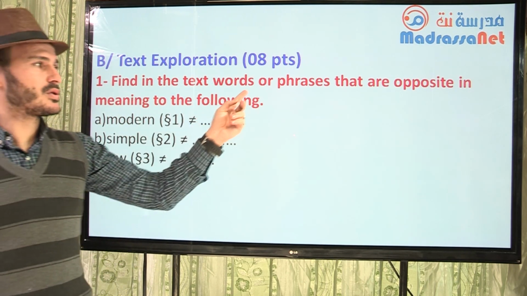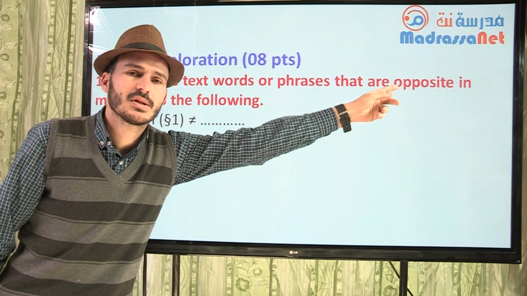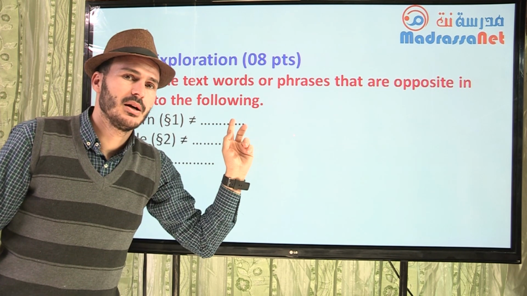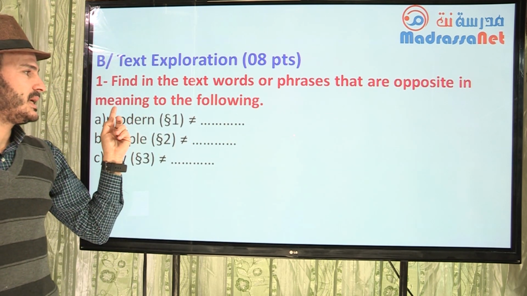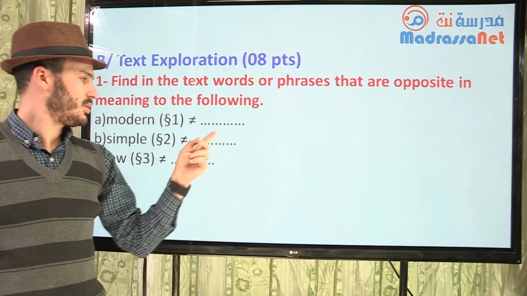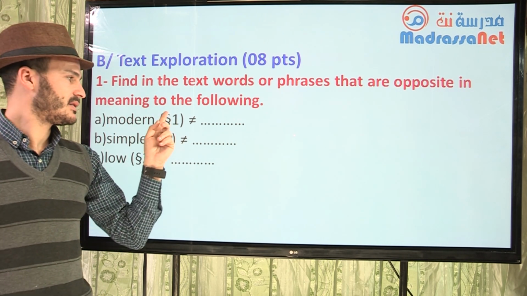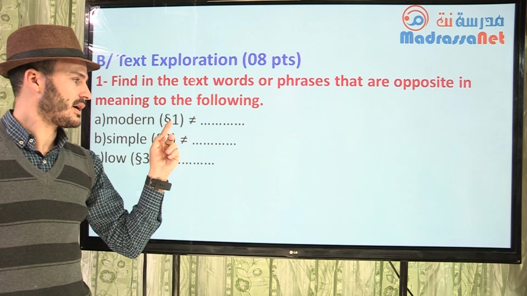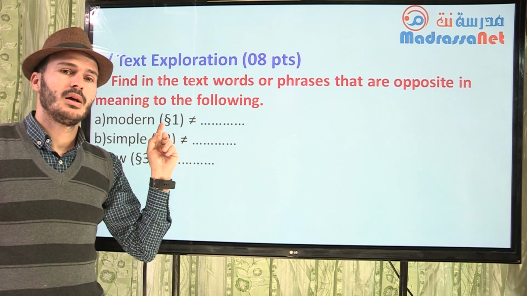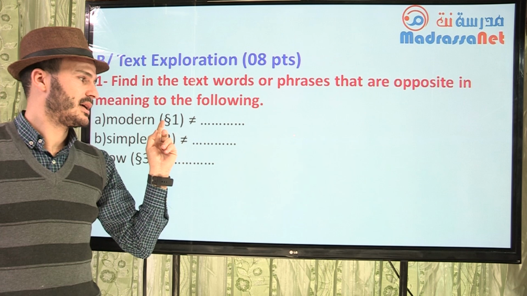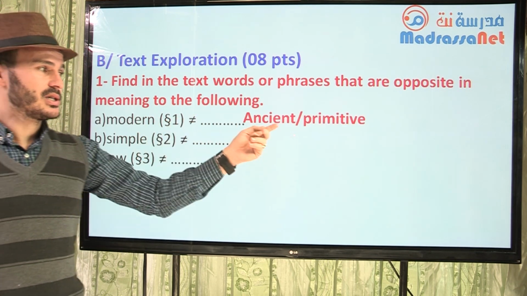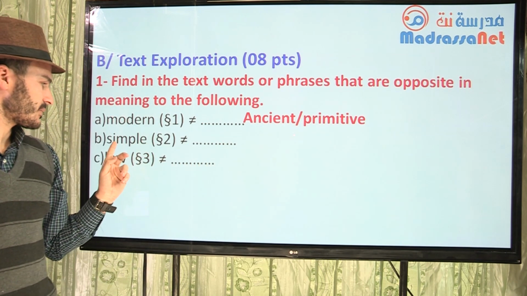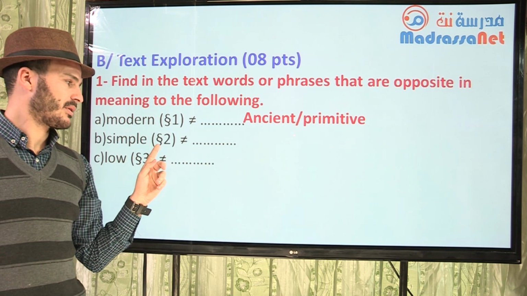Find in the text words or phrases that are opposite in meaning to the following. Opposite means the reverse of the word. We have modern in activity one, in paragraph 1. Go to the first paragraph and look for the opposite of this word, which is of course ancient or primitive. Ancient or primitive. Okay.